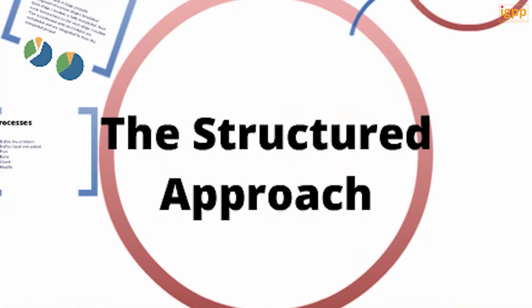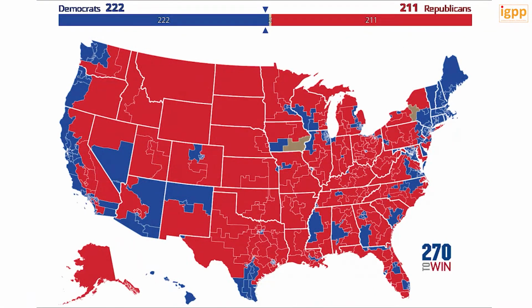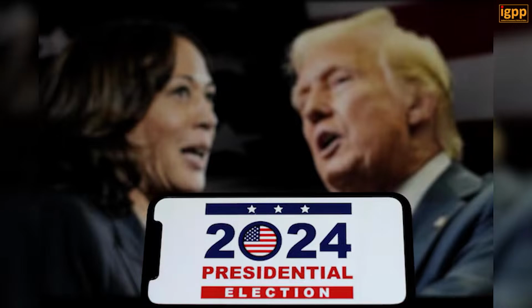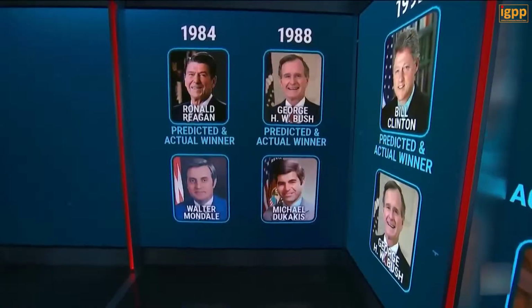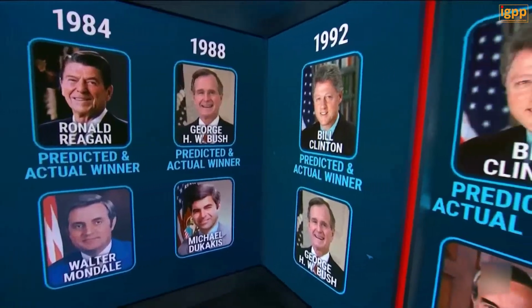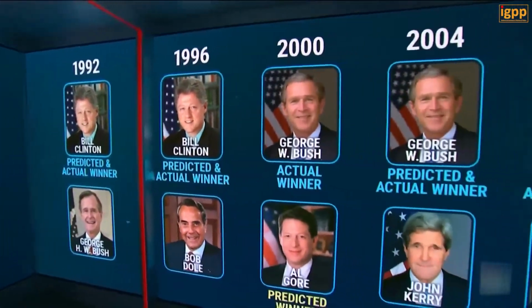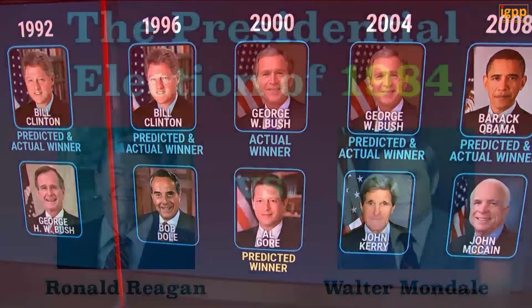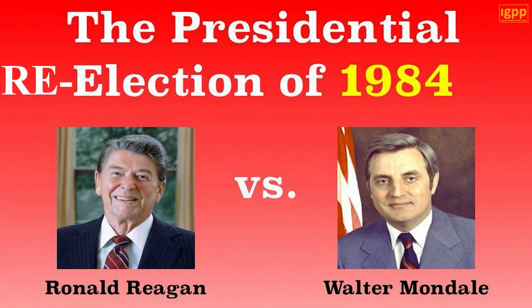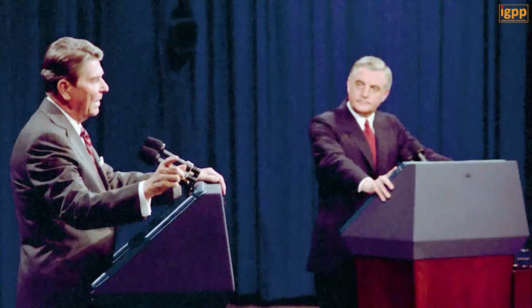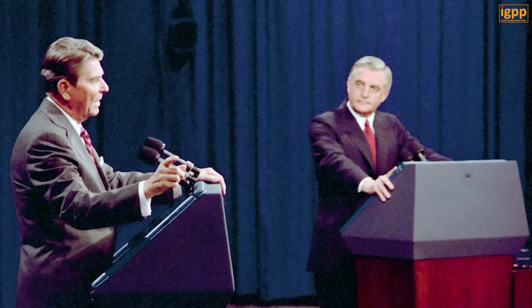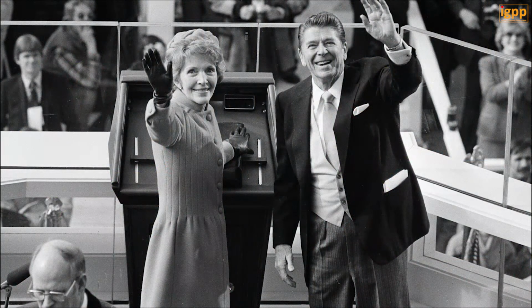Overall, Lichtman's model provides a structured approach to predicting electoral outcomes by evaluating these critical factors, offering insights into the dynamics of presidential elections. Lichtman's model has demonstrated its predictive power through various election cycles. In 1984, for example, the model accurately forecasted Ronald Reagan's re-election against Walter Mondale, emphasizing Reagan's strong performance in office and the lack of a major third-party challenge.